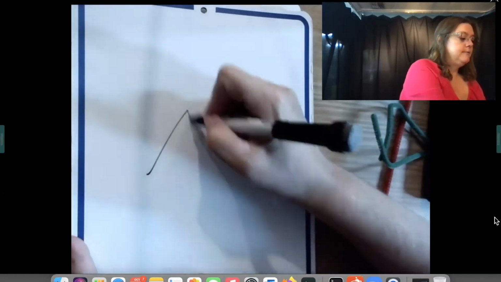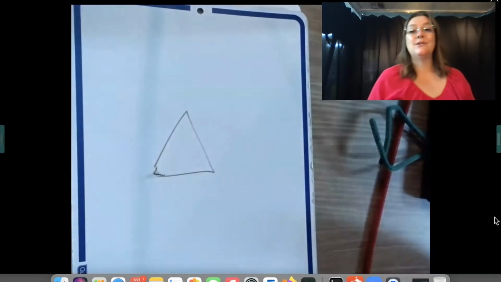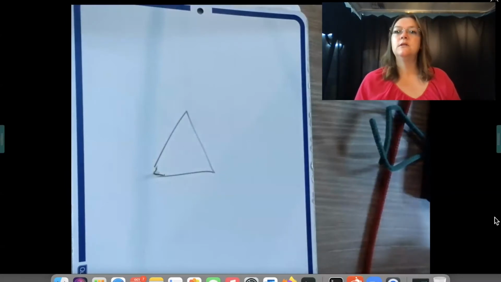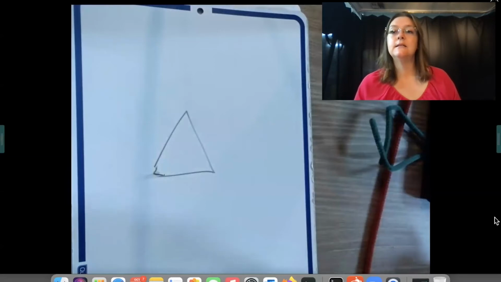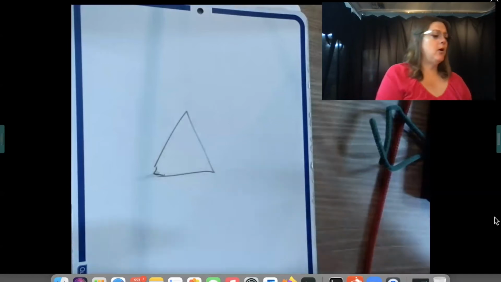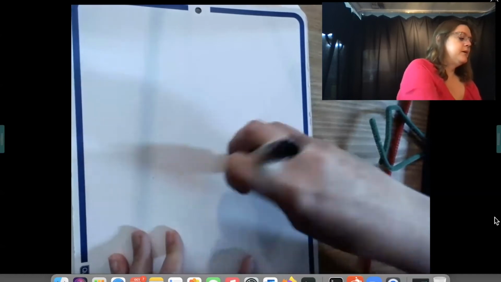Or if they need to draw a triangle, and they may draw a triangle like this. So they understand that it has three sides. That's the big thing about shapes. I want them to understand how many sides it has and what it looks like so they can identify them. So that's another one. Diamond is really hard for our students. Some of them will call it a kite, but we want them to be able to identify a diamond also.